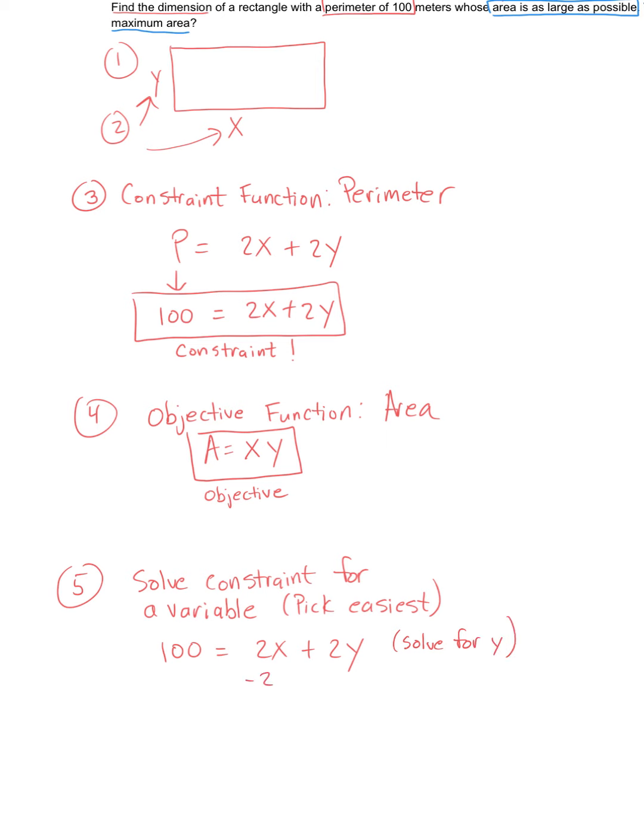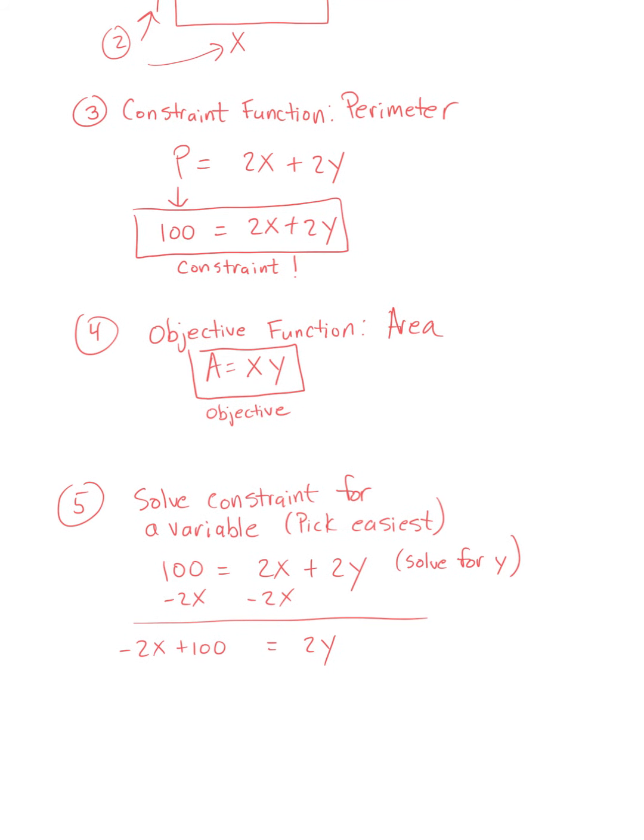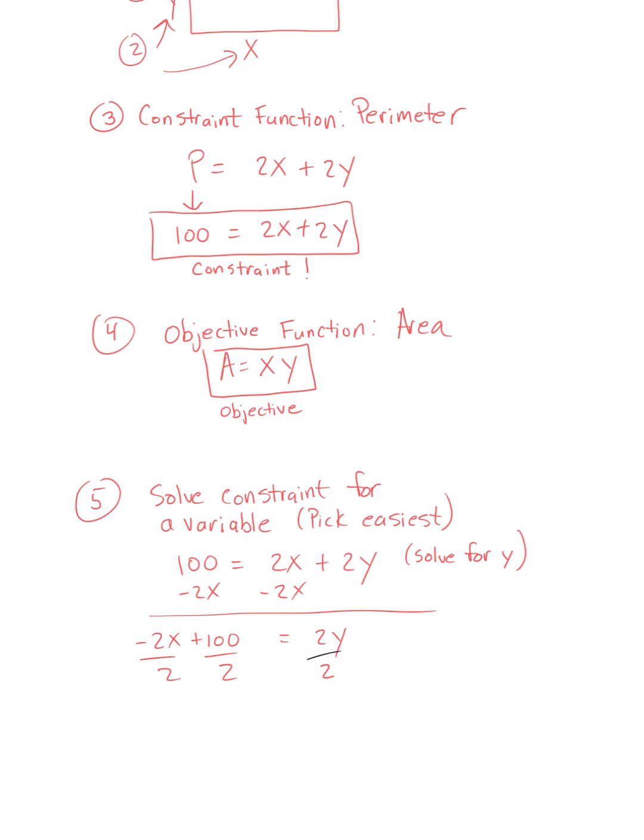All right, so the first thing that we're going to do to get y by itself is we have to subtract off 2x. All right, so we have, let's see, negative 2x plus 100. I'm going to put the x term first, is equal to 2y. And now I simply have to divide both sides by 2. In fact, I'm even going to break this down more so we don't make this mistake. Every single part has to be divided by 2.